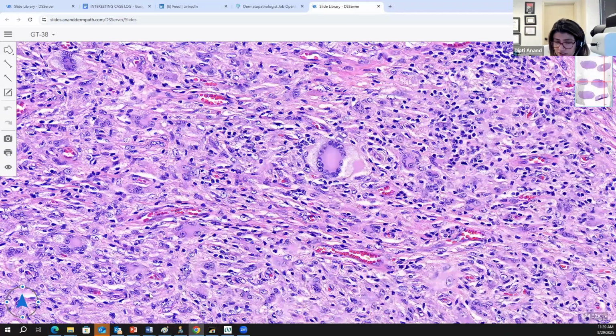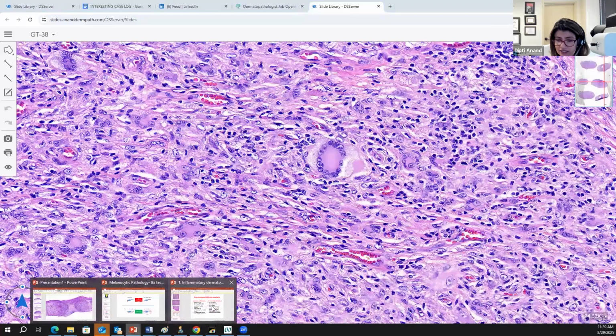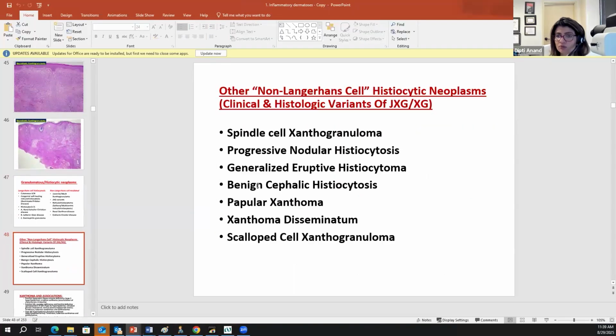Now, when you're thinking about a xanthogranuloma and in your boards you see a xanthogranuloma, but you do not see that answer in your multiple choice, then always remember that you have xanthogranuloma-like entities. So all of these can be asked. They will all look like a xanthogranuloma, but they have different kinds of manifestations.